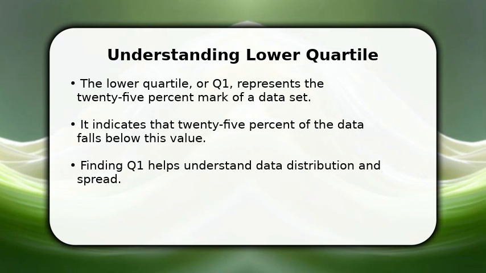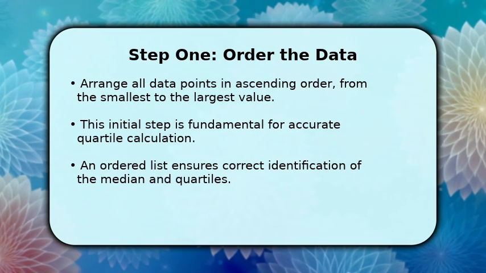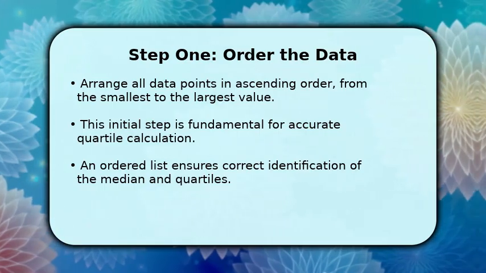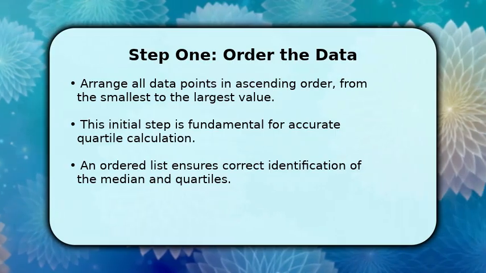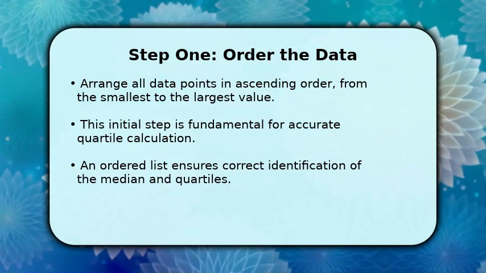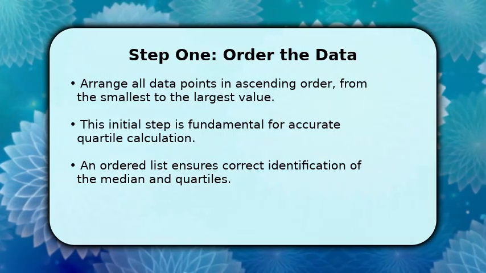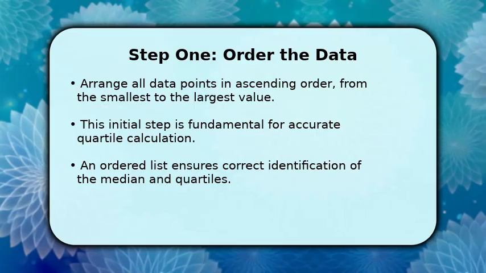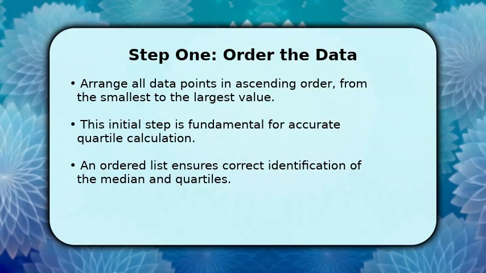Let's dive into the steps. The very first step in calculating the lower quartile is to organize your data. You must arrange all your data points in ascending order, meaning from the smallest value to the largest. For example, if you have the numbers 5, 2, 8, 1, and 4, you would reorder them as 1, 2, 4, 5, and 8. This ordered list is absolutely essential because all subsequent calculations depend on this correct arrangement.